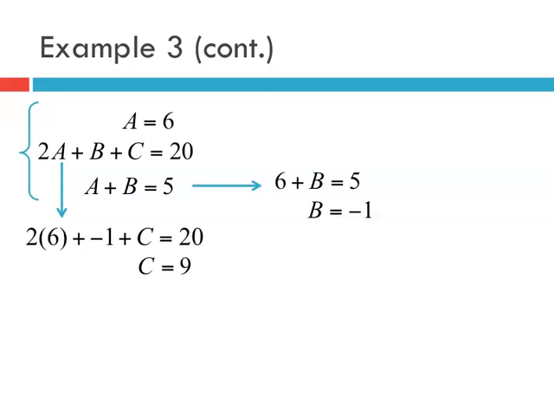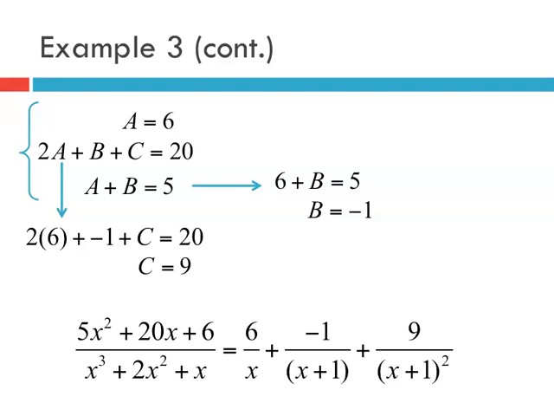All right, so we have A, B, and C. Let's just put that back into our original form. So we have 6 over x plus -1 over x plus 1 plus 9 over x plus 1 squared. Let's do example 4.